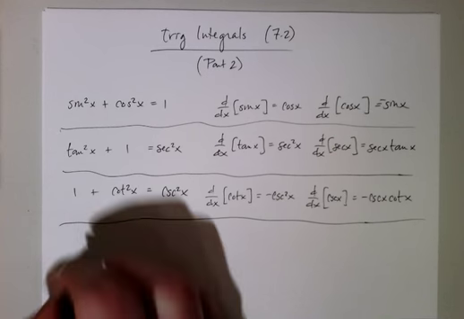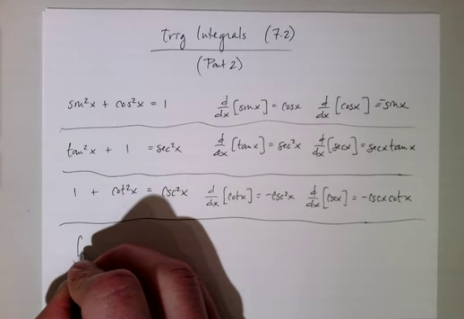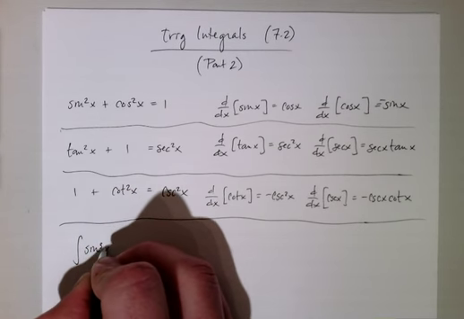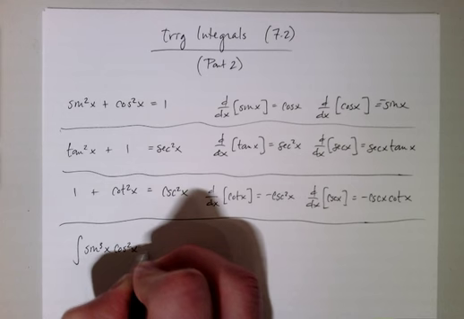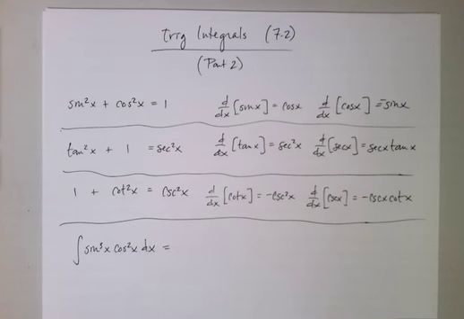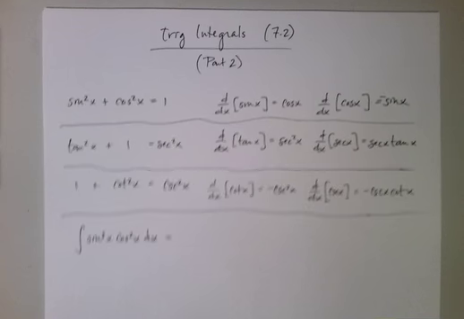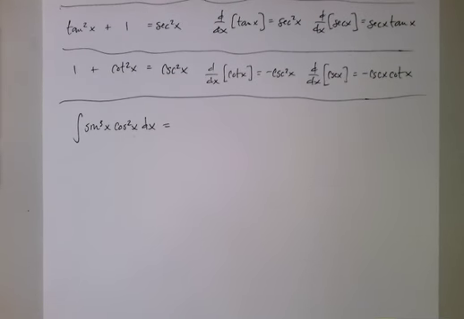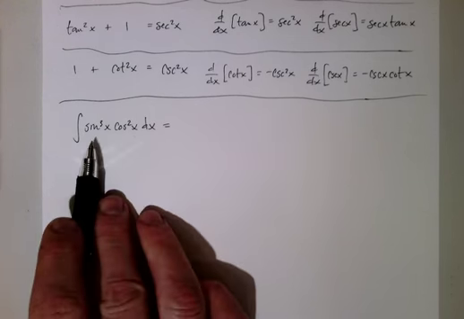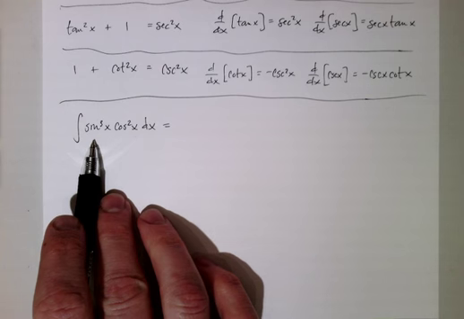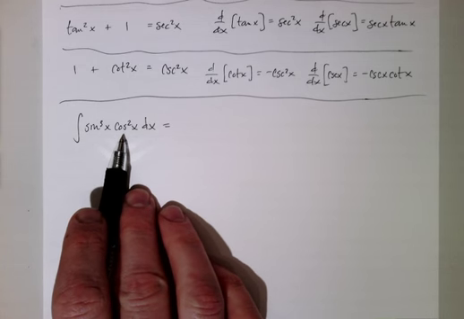Let's go ahead and do the integral of sine cubed x cosine squared x dx. That's sine cubed and cosine squared. Sorry, that 3 is a little bit squinched. This one can actually only be done one way, and the reason is that sine is of an odd degree and cosine is of an even degree.